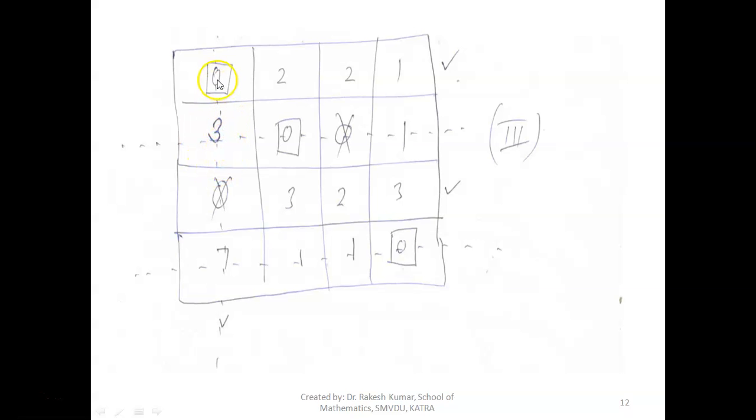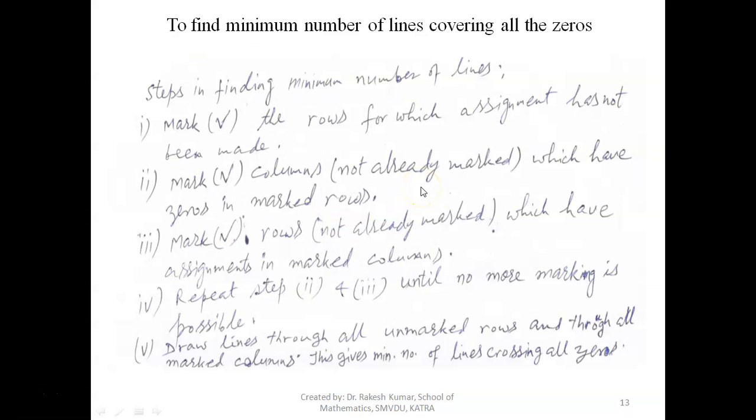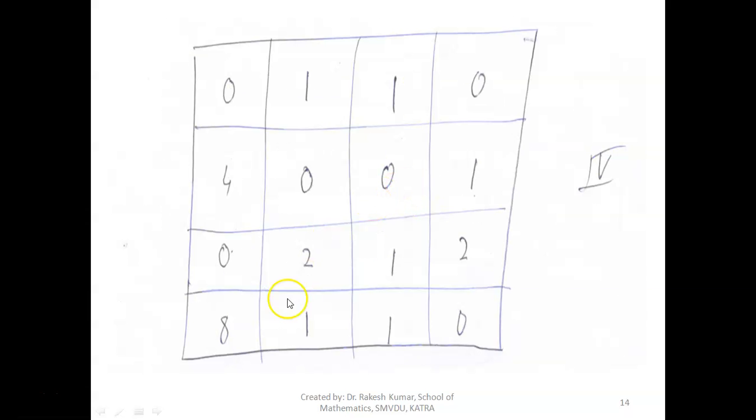All the covered elements will remain unchanged, and add this minimum element at the intersection. So this 0 will remain as it is. 3 plus 1, 4, because this element is lying at the intersection. And this 0 will remain the same, 1 will remain the same, 1 the same, 0 the same, but here it is an intersection: 7 plus 1, 8. So I get a new table. You can see here 8, 4 and all this. This is a new assignment table, the resultant table after this transformation.